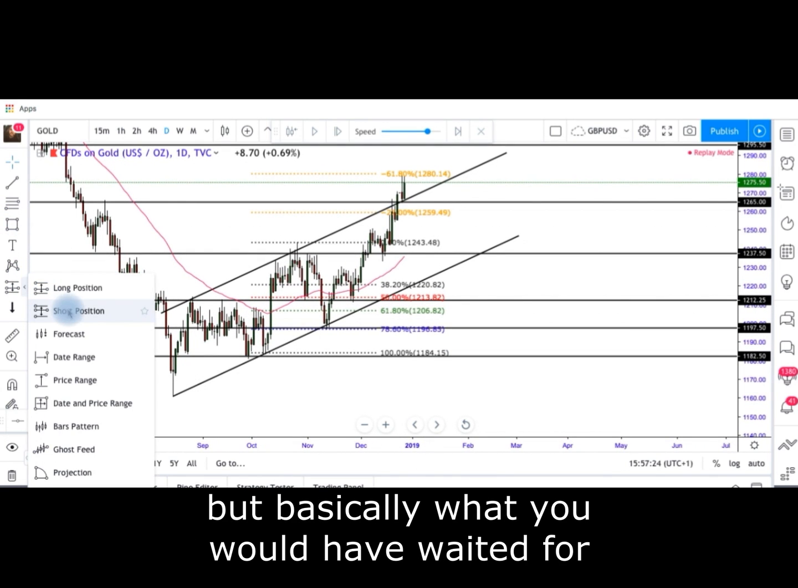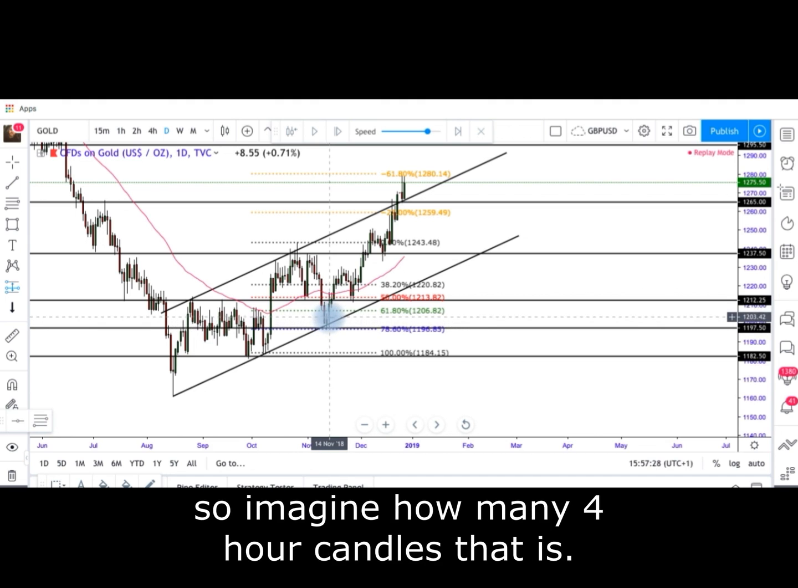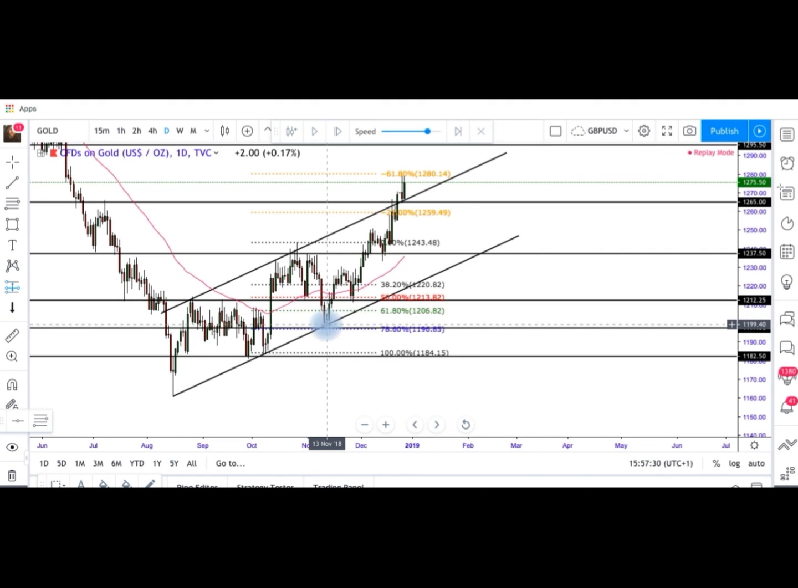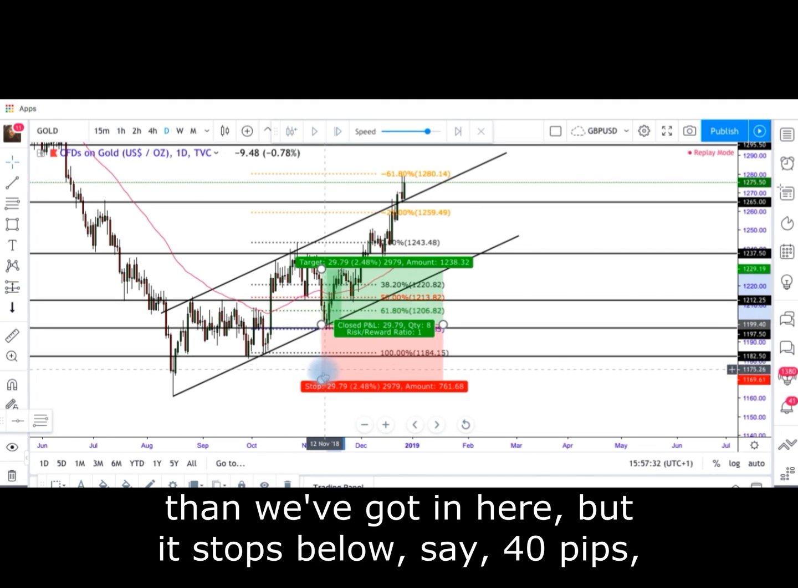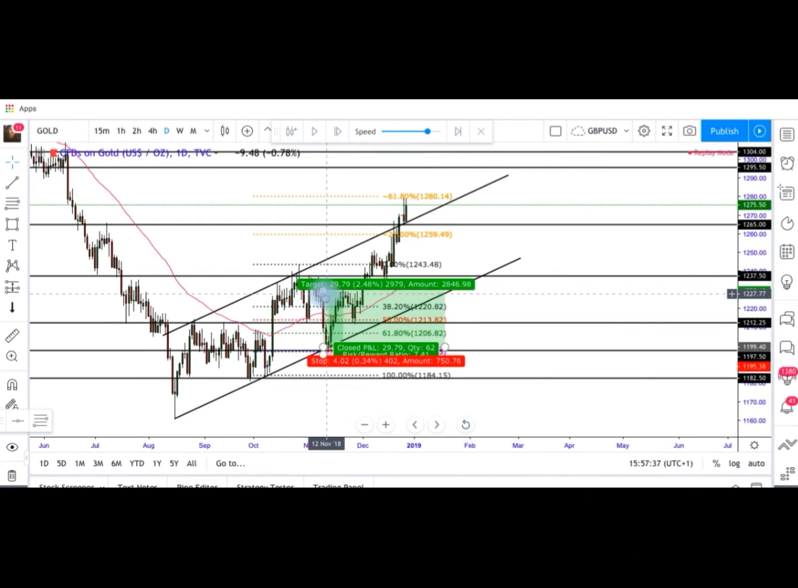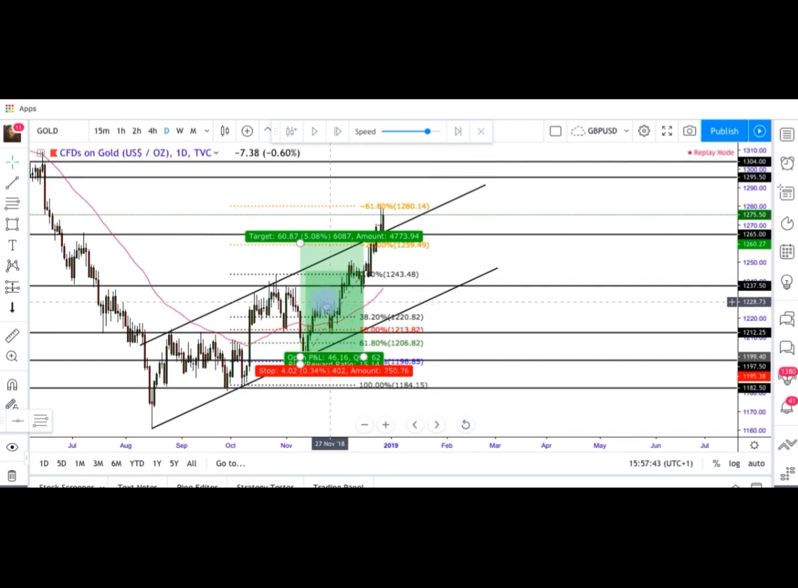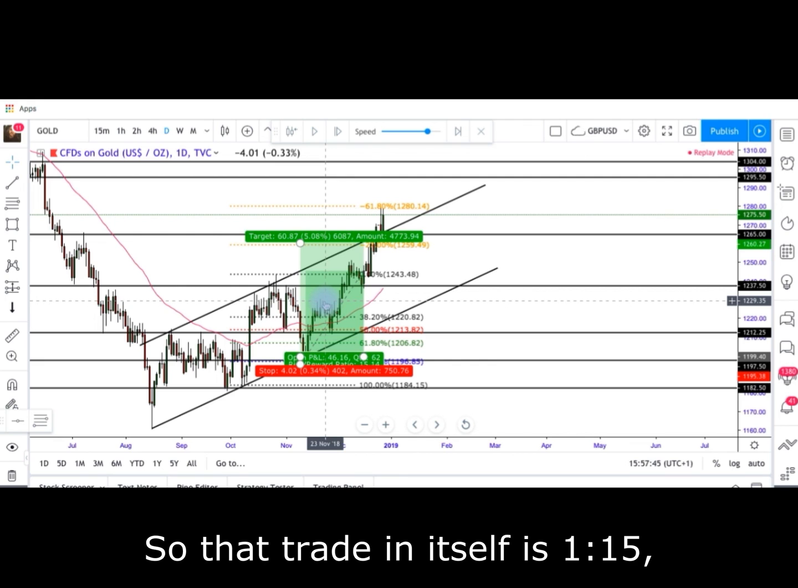But basically what you would have waited for was a 4 hour. I mean, this is one daily candle, so imagine how many 4 hour candles that is. You would have waited for a better rejection, say got in here, put stops below, say 40 pips, and you would be targeting, obviously, the minus 27%. So that trade in itself is a 1 to 15.